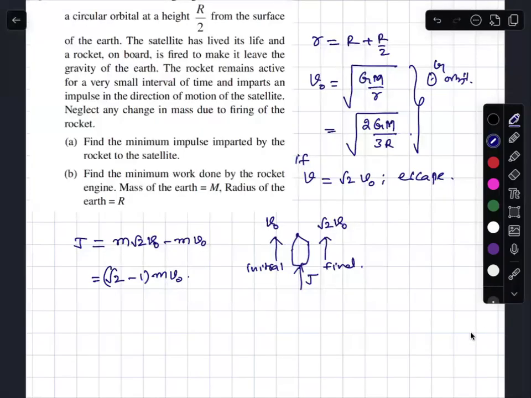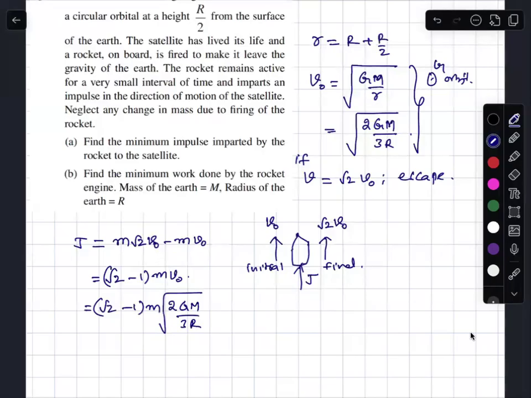So you know impulse. That's all. That's the first question. Which means (√2 − 1) m times 2GM by 3R. Whatever the data you have provided, in that terminology only I have expressed the answer.